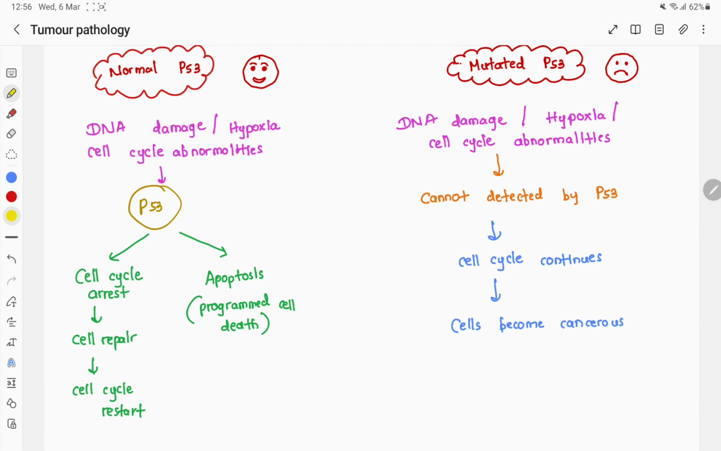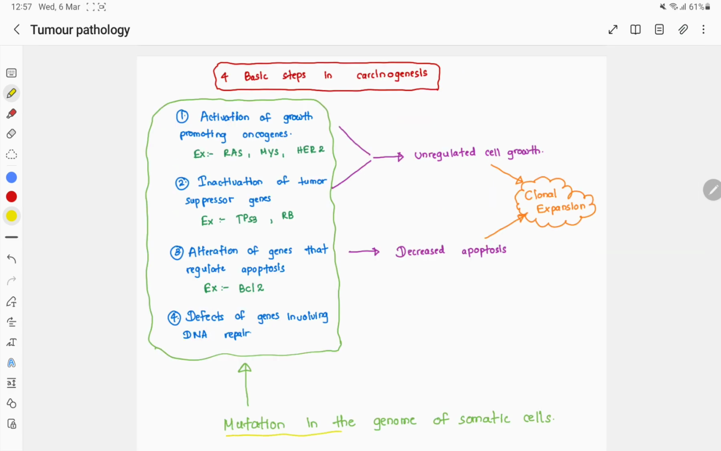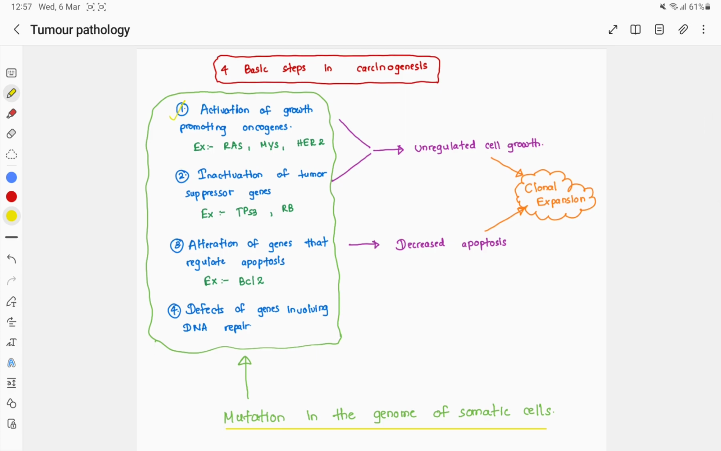So if there is a normal cell and after DNA damage occurs it fails to repair, there is mutation in somatic genes, and there are four basic steps of carcinogenesis. As you can see here, when there is a mutation in the genome of somatic cells, four basic steps occur in carcinogenesis. The first one is activation of growth promoting oncogenes. Examples of growth promoting oncogenes, as you can see here, are RAS, MYC and HER2 genes.